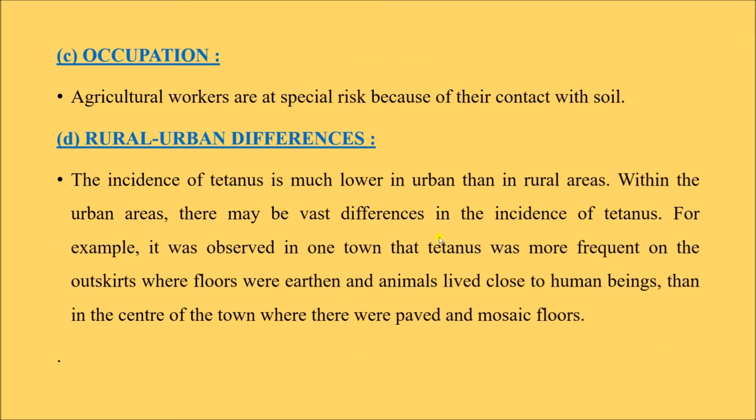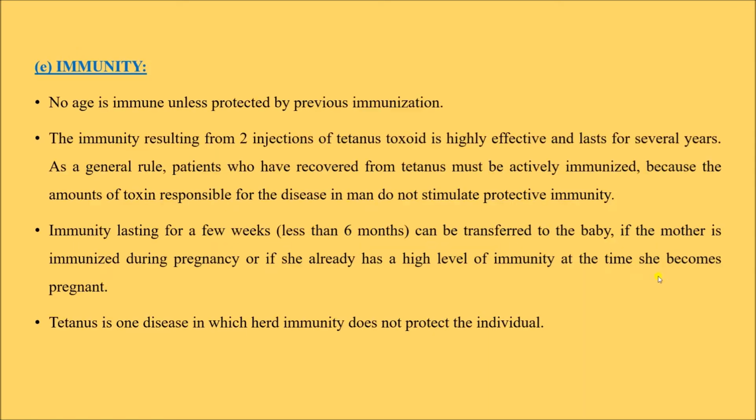Occupation. Agricultural work, not only agricultural work, but any kind of occupation that involves interaction with the environment will put people at risk of developing the disease. Rural urban differences are there. That means there are more cases in the rural areas as compared to the urban areas. Also, in the urban population, it is the outskirts of the city where earthen floors are present, where cattle and pets are more abundant, and because of that there are more cases in the periphery of a city. So that is why the rural urban differences are present.